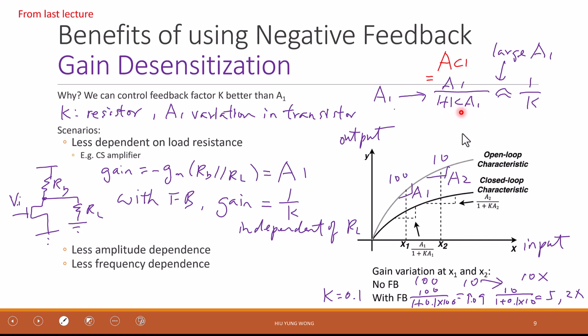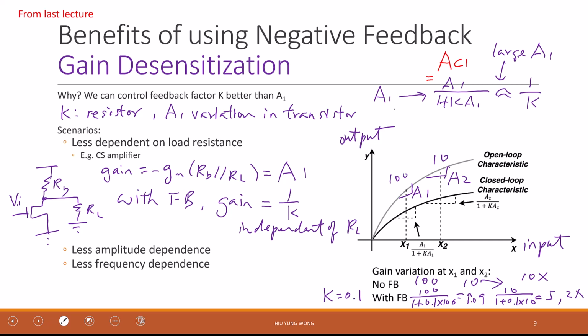If the gain is really large, then 1 plus Ka1 is almost equal to Ka1, because 1 is 1, and Ka1 can be very large, although your K might be smaller than 1, but it won't be super small. So Ka1 is large. Then this is just 1 over K. This is how we see that, as a result, my gain depends on K, not the transistor, not the amplifier A1. And for K, I'm going to use something very simple and well controlled on my side, for example, a resistor. I can control it pretty well.